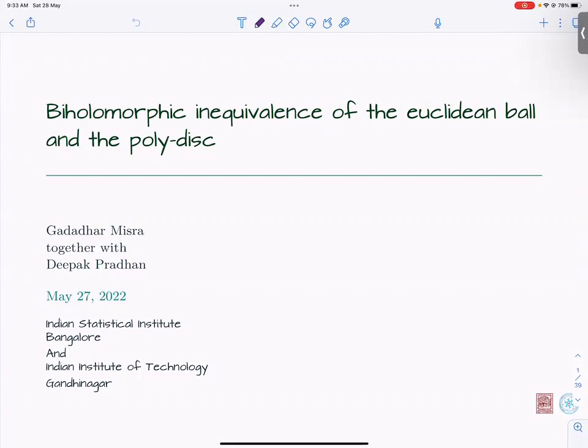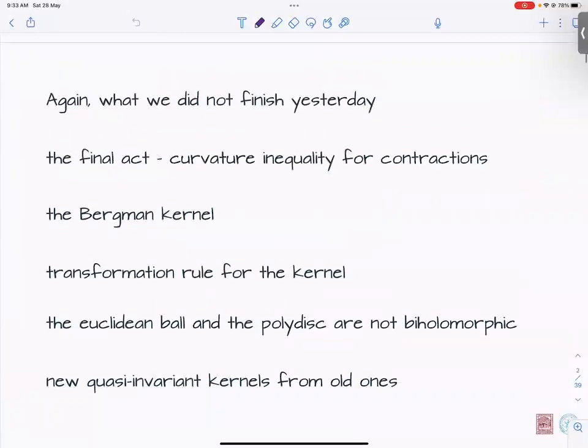Now, I want to continue with the same theme. Actually, I left off, so today I should begin by finishing off what I did not do yesterday.